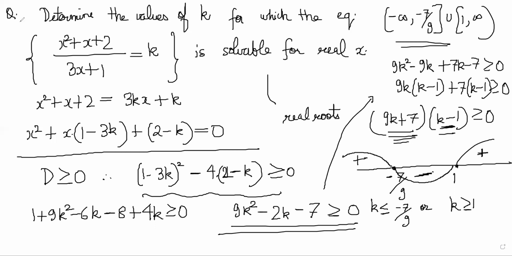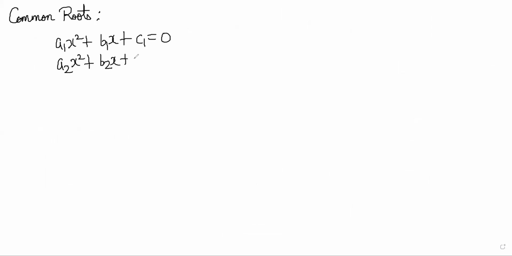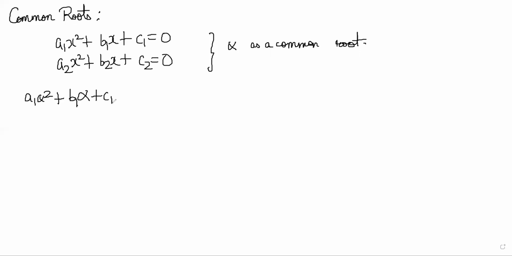A couple of theory items that I want to discuss here is common roots. Common roots for two quadratic equations is a very straightforward thing. So let's say we have one equation a1x square plus b1x plus c1 is equal to 0, and another equation a2x square plus b2x plus c2 is equal to 0. Let's say both of these equations have alpha as a common root. So if alpha is a root, then these equations must satisfy alpha. If alpha is put into them, then they become 0. So you have this situation here.